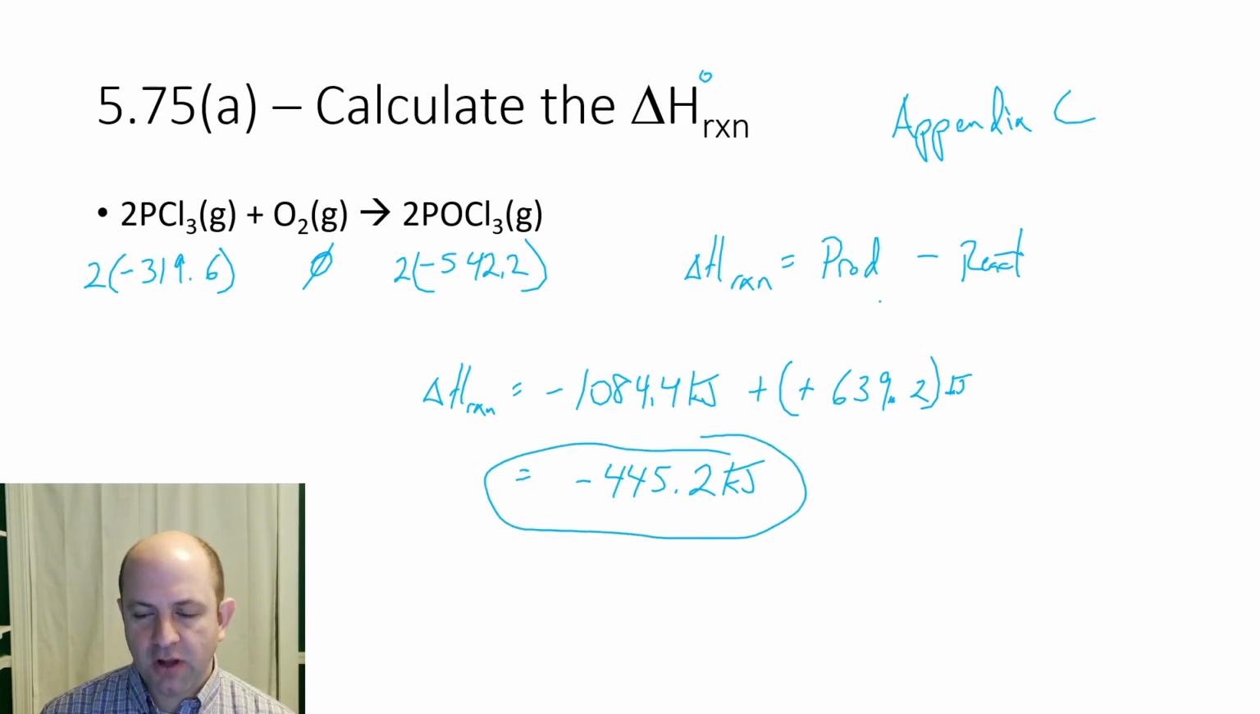But it's always products minus reactants. Don't forget to multiply by your balancing. And always watch out for that minus and negative. You might minus positive. It all depends on what numbers you get.